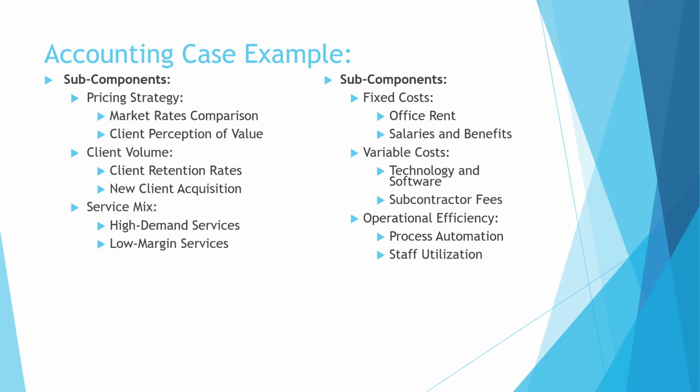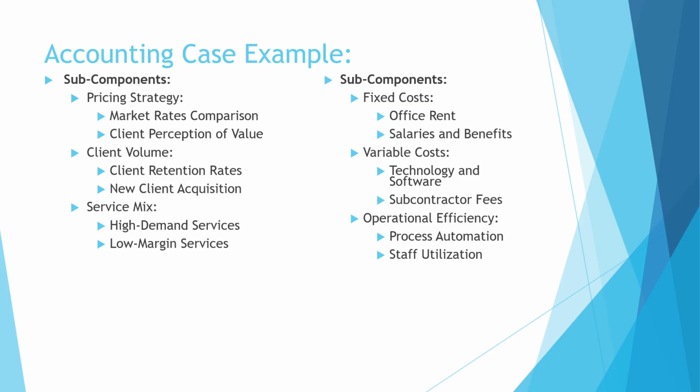Then, on the cost front, we'll look at office rent, salaries, and benefits as part of fixed costs. Variable costs include technology, software, and fees paid to subcontractors. Finally, operational efficiency can be improved with better process automation and by optimizing how our staff is utilized. This layered approach makes sure no stone is left unturned in your analysis.